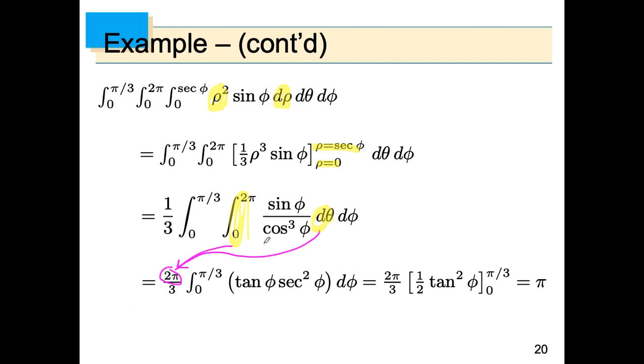In fact, what I did here was take this expression and make it into tangent phi secant squared phi, which to me is a little bit simpler of an integration. You can do that, or you can use substitution from your basic Calculus 1 class. Either way, you should still end up with 2 pi over 3 times 1/2 tangent squared phi from 0 to pi over 3. And again, after you do some simple computation, you end up with simply pi.